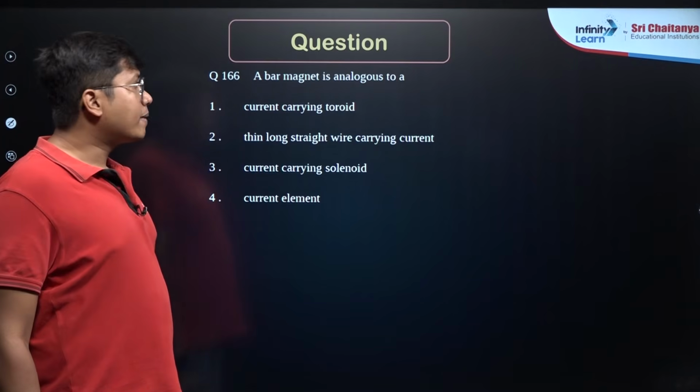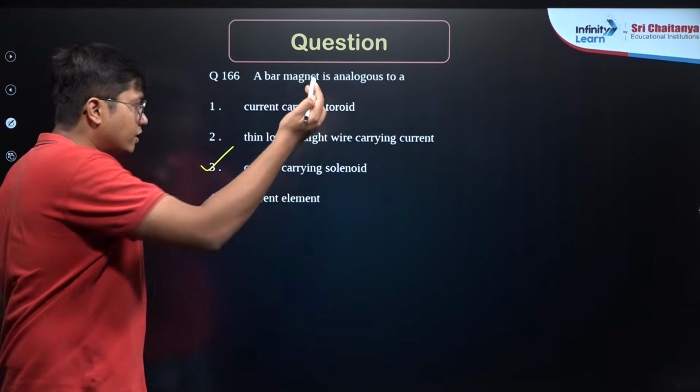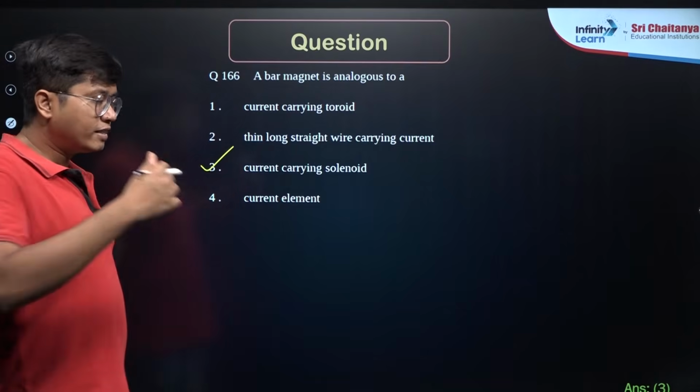Okay. Next, bar magnet is analogous to what? We know this from theory. It's a current carrying solenoid, behaves similar to that, creates similar field lines.